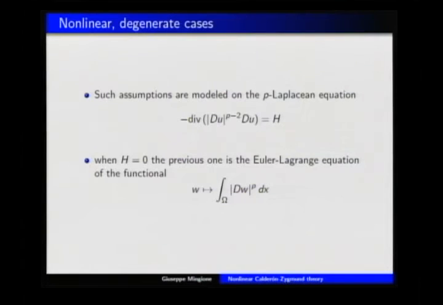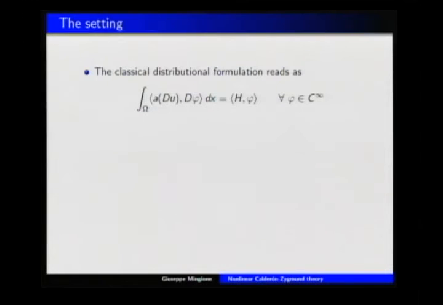Okay. This is the p-Laplacian operator. The p-Laplacian operator, of course, pops up everywhere. For instance, this is the Euler-Lagrange equation of a functional like this. It's the simplest functional that you might consider. Then it pops up in nonlinear fluid dynamics in a wide range of situations. So, okay, this is well known. So let's stick to these kinds of operators.